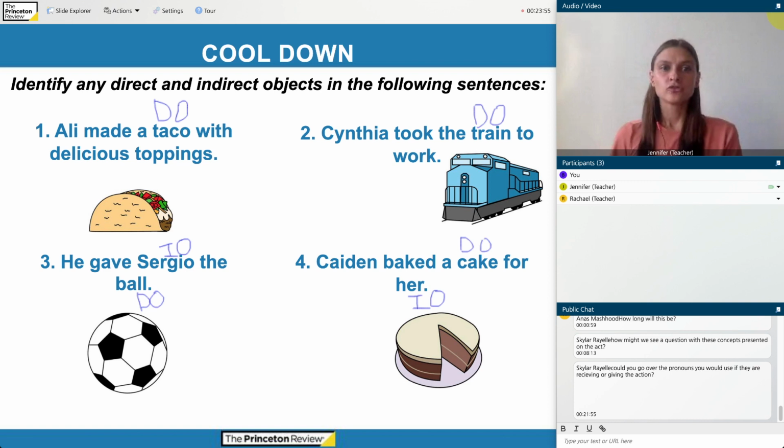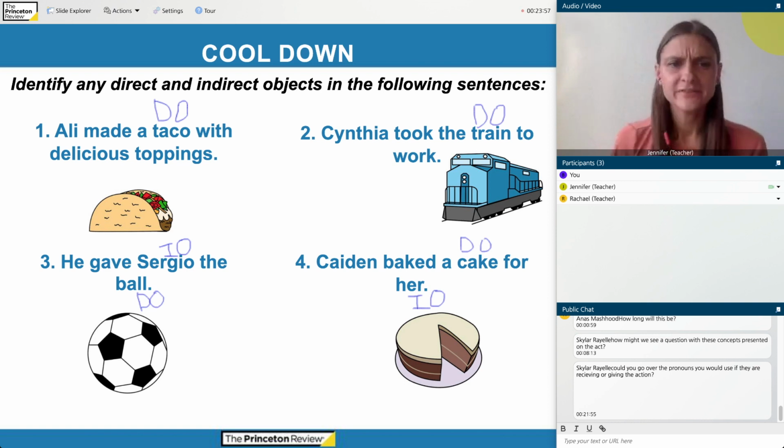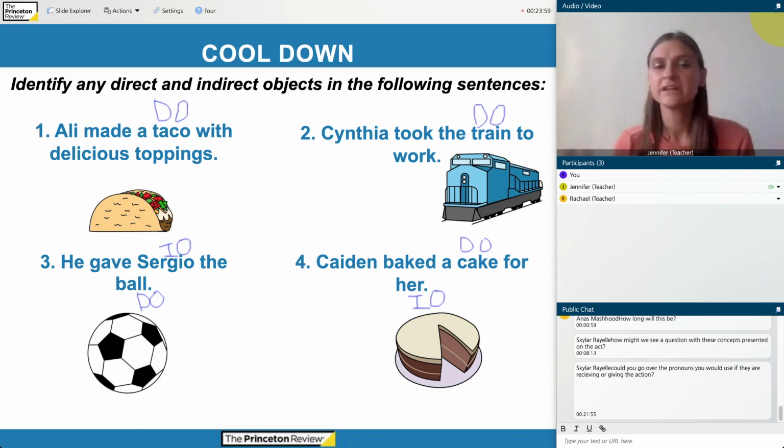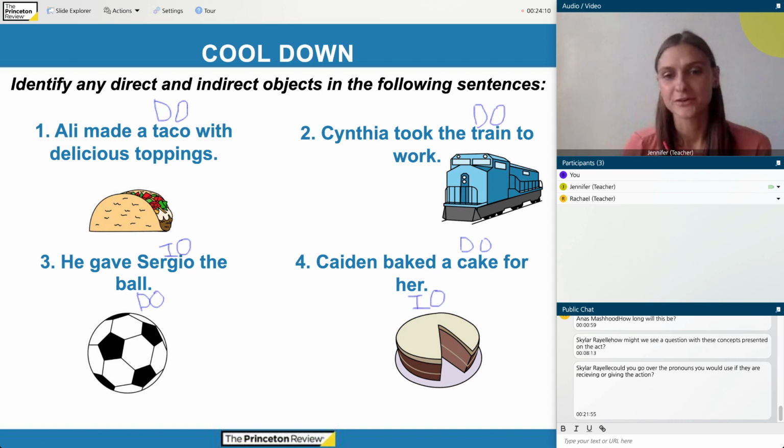Okay, so these sentences are all in past tense, and a lot of them today have been in past tense. The tense has nothing to do with it. It can be any tense. You can have direct objects and indirect objects in the future perfect progressive or whatever tense you want. It just so happens that these examples are all in the past tense.